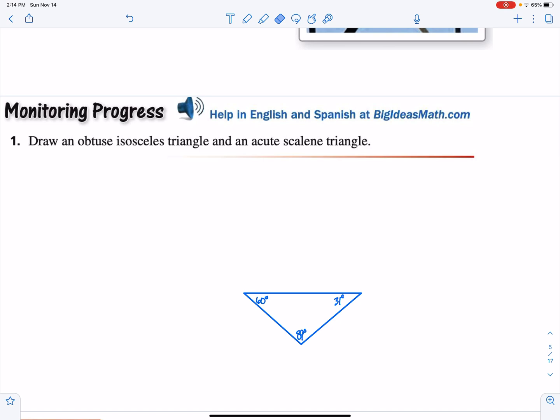Okay, so labeling it is pretty big. I'm not going to ever get out a protractor and measure it exactly. That's what those construction things are for that we have from time to time in class here.